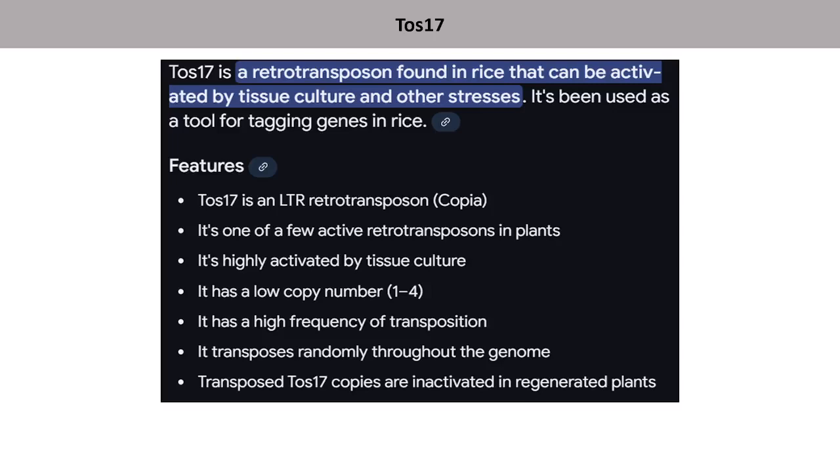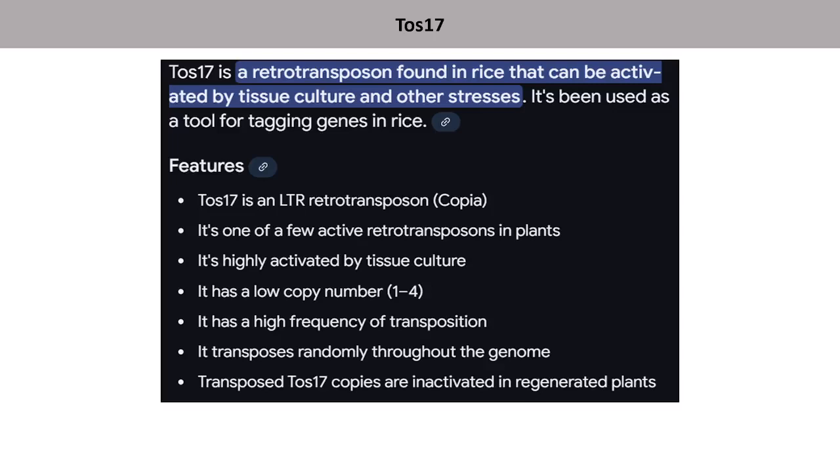So when we are saying that it is activated by tissue culture, that means one of the most important stages that forms in tissue culture is the callus formation. Okay, so these are some few listed features of TOS17. Like TOS17 is an LTR retrotransposon. That is the reason why I was explaining what LTR and non-LTR transposons are.